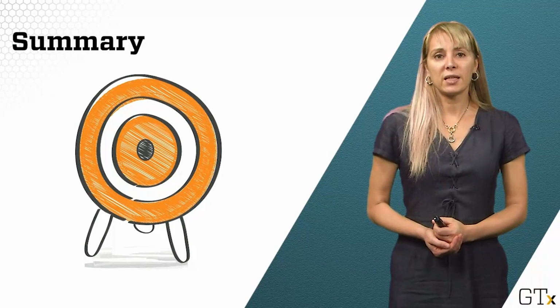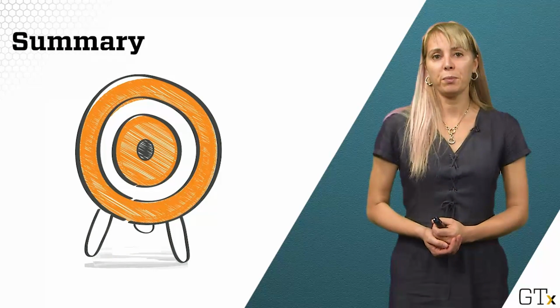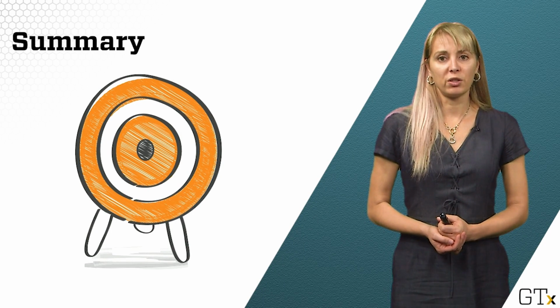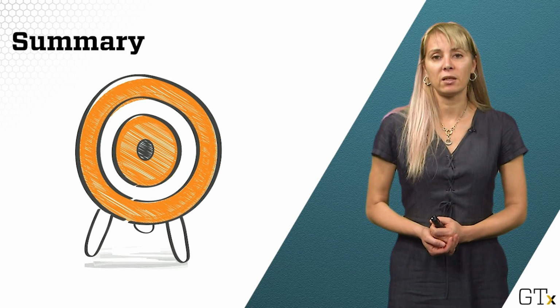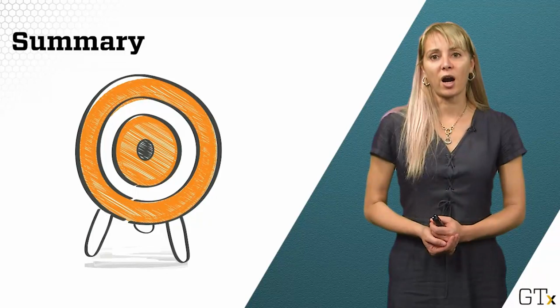In summary, in this lesson, I introduced one of the simplest models used to model the conditional variance or the heteroscedasticity in a time series, the so-called ARCH model.